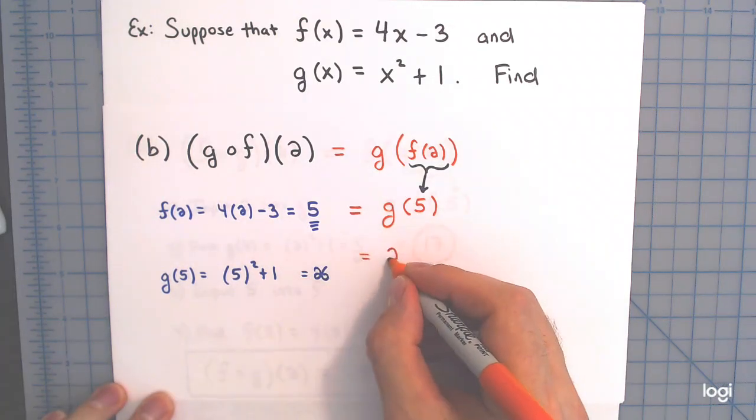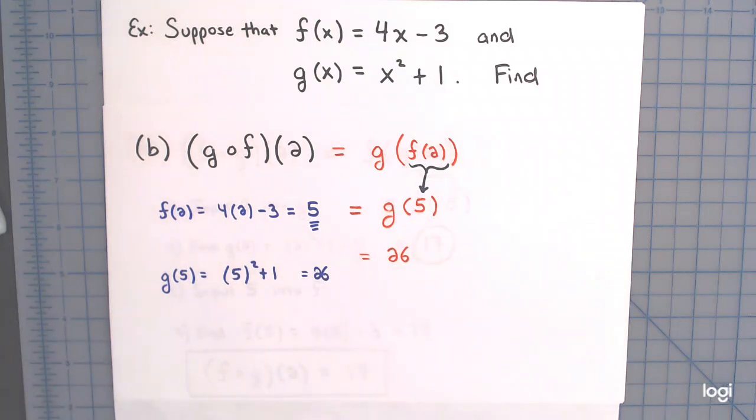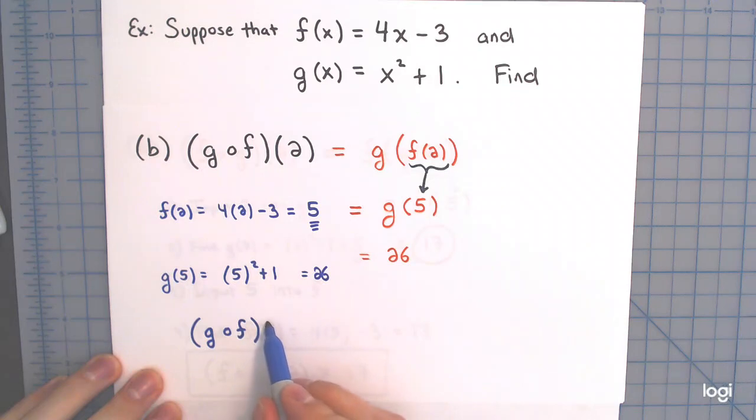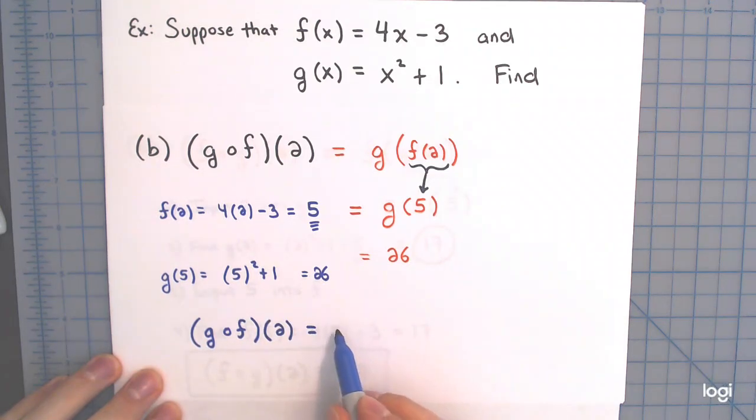So I'm getting 26 at the very end, right? So we would say here that the value of g composed with f, this new composite function, with the input 2, the output, that value, is 26.